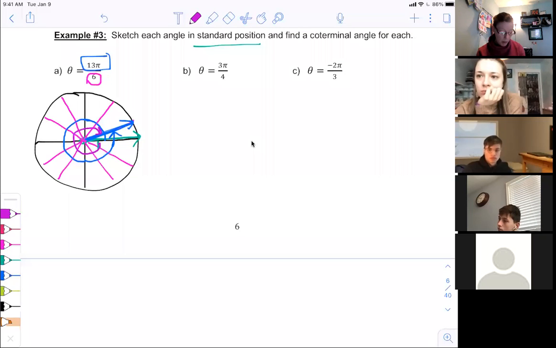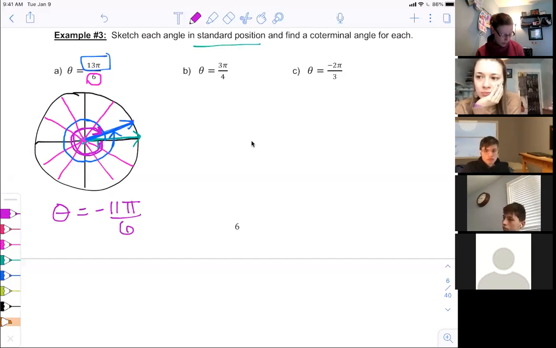So if I count here, I'm underneath my angle because I'm going in the negative direction. I have 1, 2, 3, 4, 5, 6, 7, 8, 9, 10, 11 pieces of the pie. So a coterminal angle would be negative 11 pi over 6. So it starts in the same place, it ends in the same place, but it goes in the opposite direction. That's why it's negative. Questions?